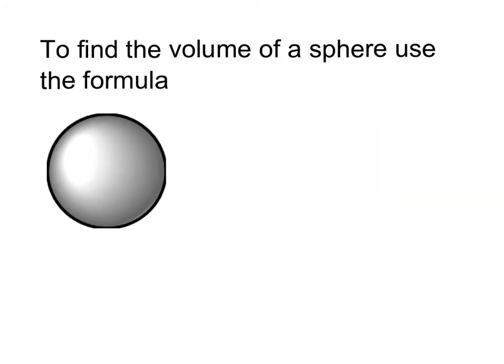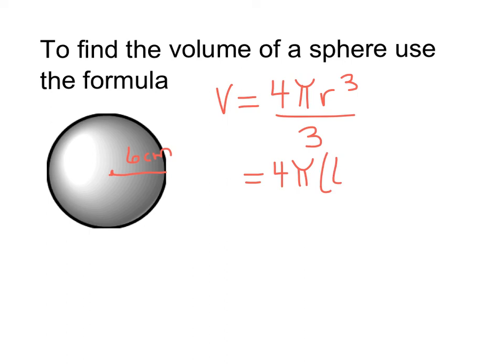To find the volume of a sphere, I have to go to my formula sheet. The volume of a sphere is 4 times pi times the radius cubed divided by 3. So on here, I'm going to make up a radius. I'm going to say that the radius of this is 6 centimeters. I'm going to substitute that in. 4 times pi times my radius is 6 centimeters, and that will be cubed divided by 3.